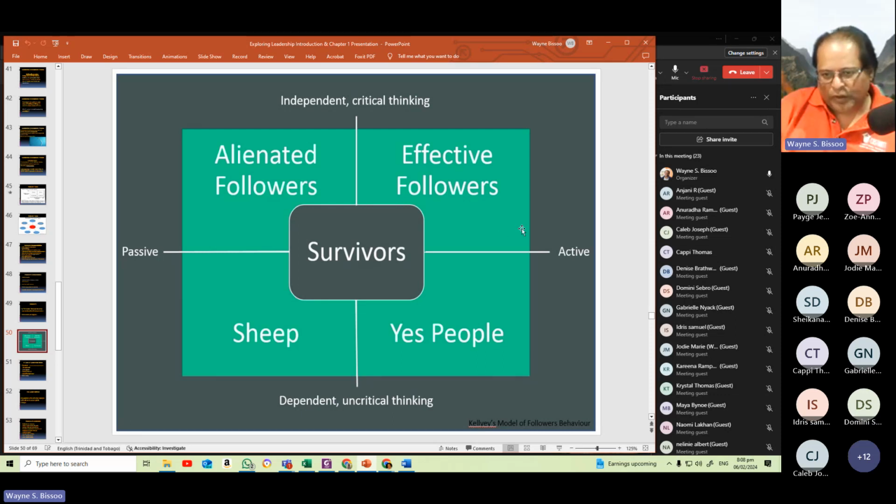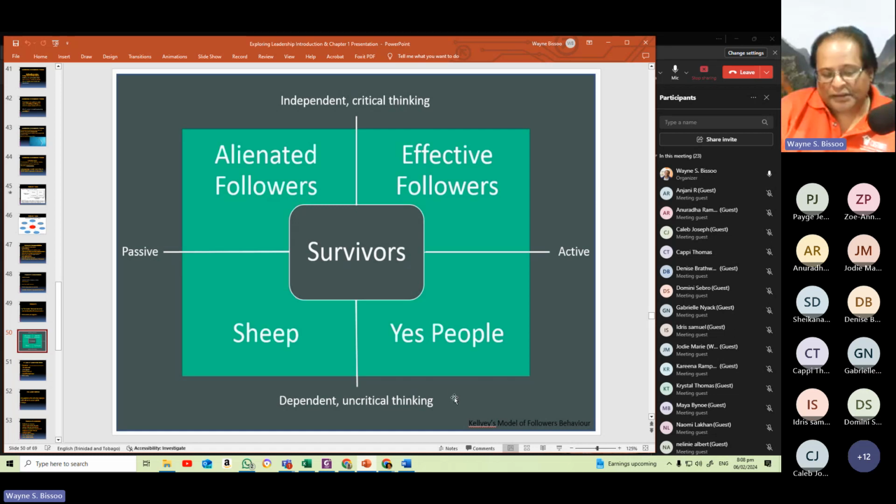So those people who are active and critical thinkers are what we refer to as effective followers. You want the vast majority there. As opposed to them, on the opposite side, you have passive people who are uncritical and highly dependent. Sheep. These are the people who you can easily lead in any direction, and they're not thinking for themselves, and they won't do anything until they're told to do it.